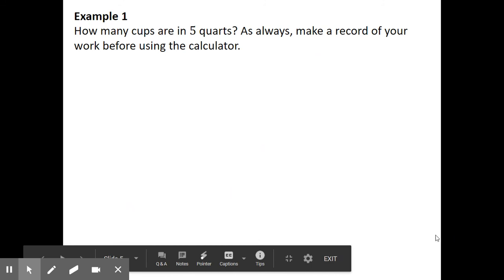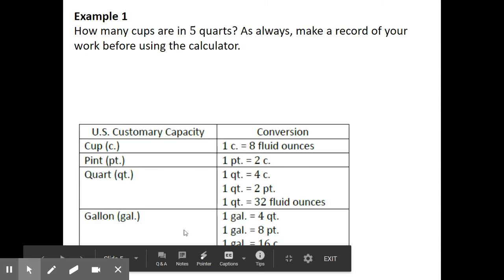All right, example 1. How many cups are in 5 quarts? As always, make a record of your work before using the calculator. All right, here is our conversion chart, so we can look at it. And we know we're starting with 5 quarts, and we're changing 5 quarts to cups. So we can look over there, and we know that 1 quart has 4 cups. So we're going to have to use that conversion.